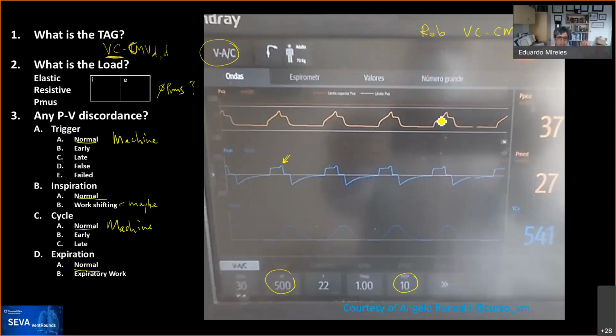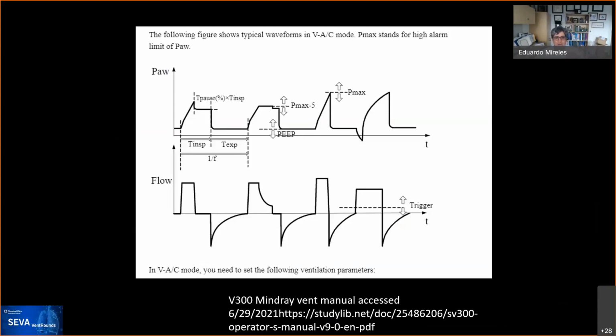So if anything, the leading theory in my mind is that this is potentially an early trigger, as you alluded to. Now I went, and I thank you, Rob, you helped me out with finding this manual, and we found the manual for the Mindray Vent B300, and it's pretty scant. The amount of information that it has is very low, but they have this image that caught my attention, because they talk about the typical waveforms on volume AC mode. Pmax stands for high alarm limit of airway pressure.